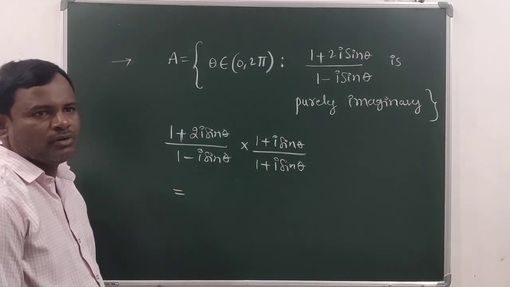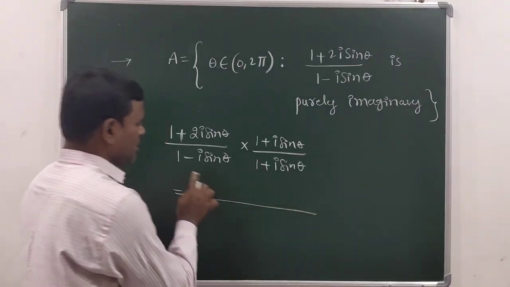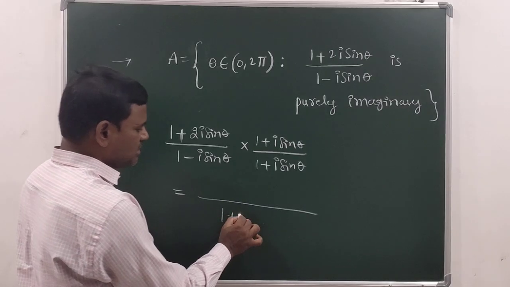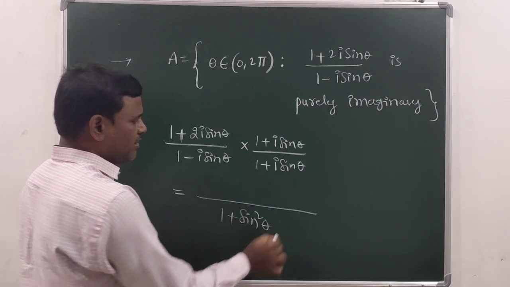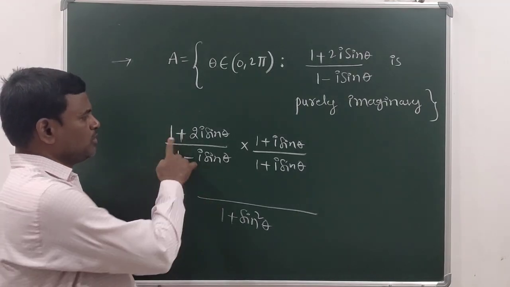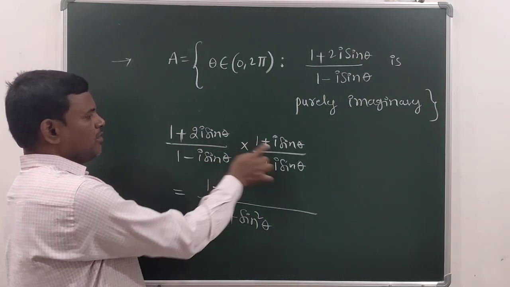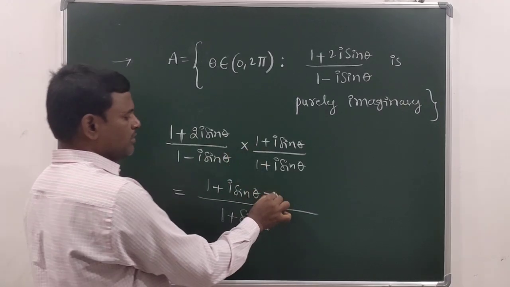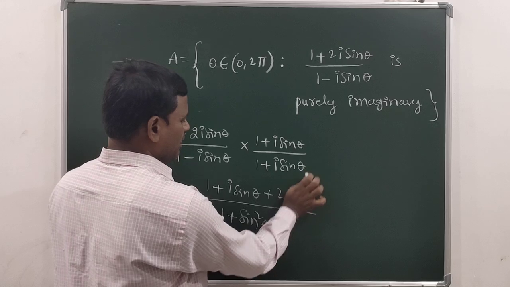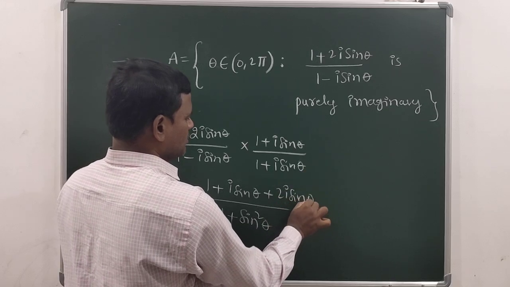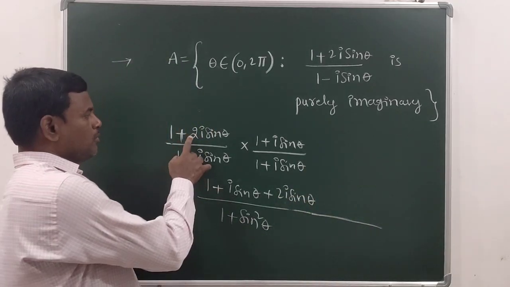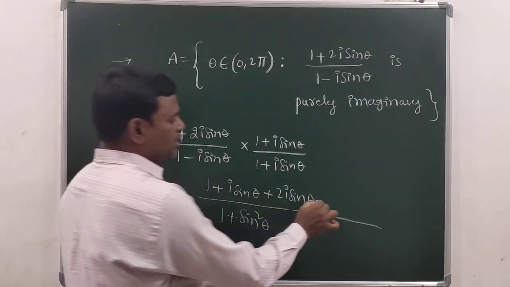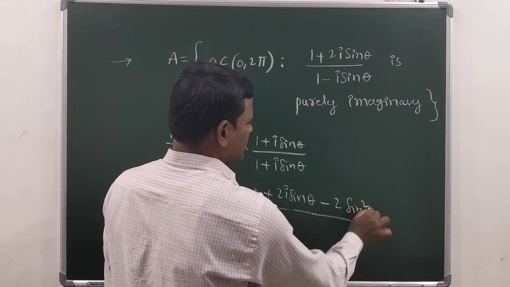Now simplify this. Here (a minus b) into (a plus b) is equal to a square minus b square, so the denominator is 1 plus sin square theta. In the numerator, 1 into 1 is 1, and 1 into i sin theta is i sin theta. Now 2i sin theta into 1 is 2i sin theta, plus 2i sin theta into i sin theta gives 2 i square sin square theta, which is minus 2 sin square theta.